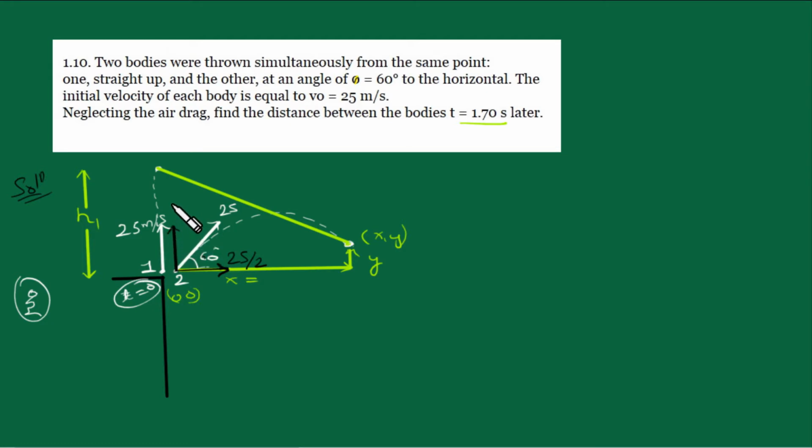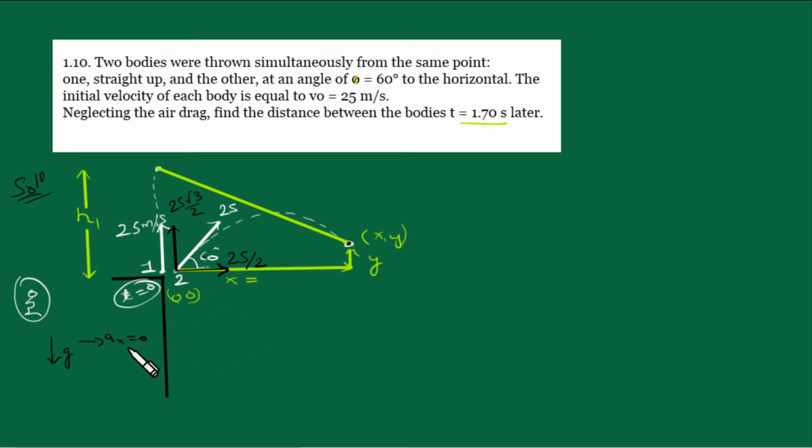So this will become 25 into root 3 by 2. This is the second component, and now we will solve. Now we know that in horizontal, in x direction, there is no acceleration. Acceleration is only in vertically downward direction. In x direction there is no acceleration.